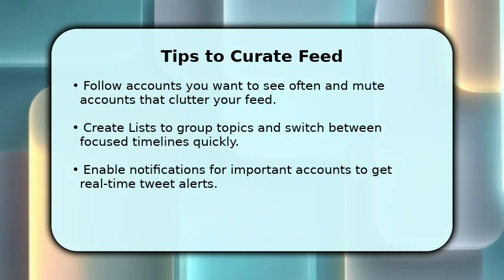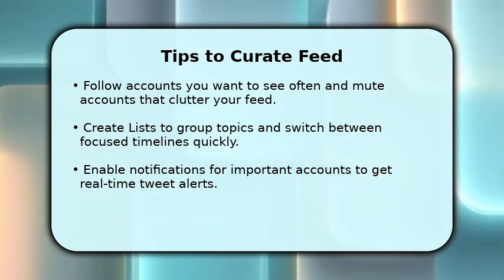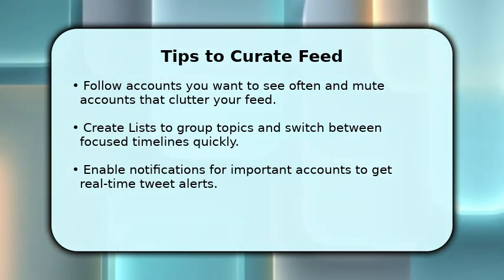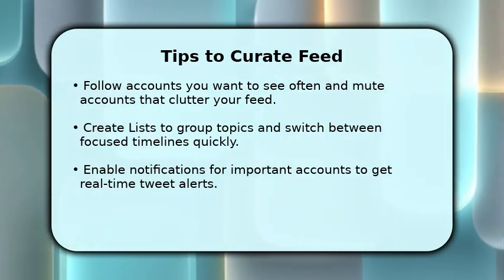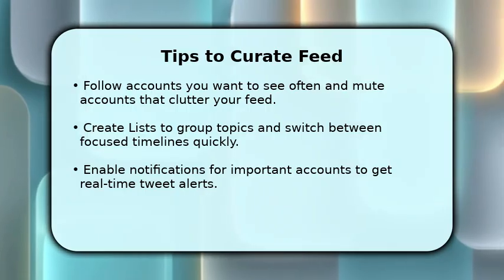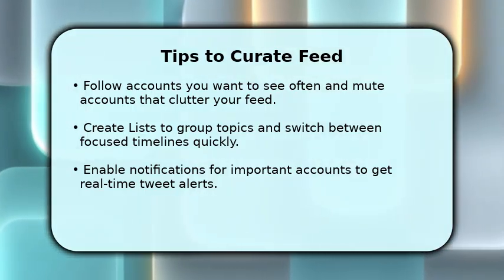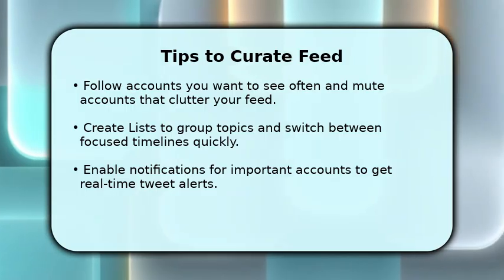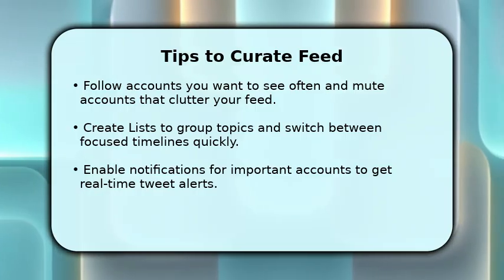Start by following accounts that interest you and removing distractions with mute or block features. Use lists to organize accounts by topic so you can switch to a focused timeline instantly. Turn on notifications for key accounts to catch important tweets as they post. I'll guide you through managing muted words and how to maintain a clean chronological feed across your devices in a friendly, easy way.